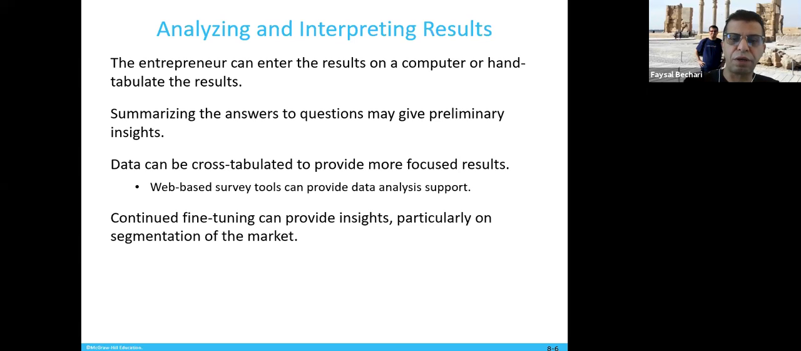Web-based survey tools can also provide data analysis, so you can use web-based survey tools. And it's not the first try; continuing to fine tune can provide more information, particularly on a segment. So you redo it and retest it and see it again and fine tune it until you get to a result that you are happy and satisfied with.